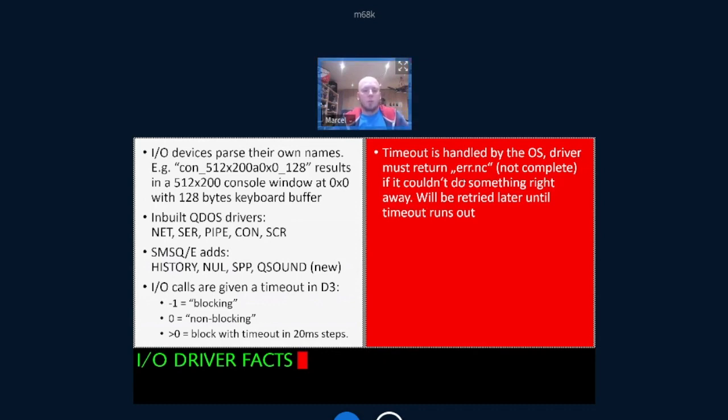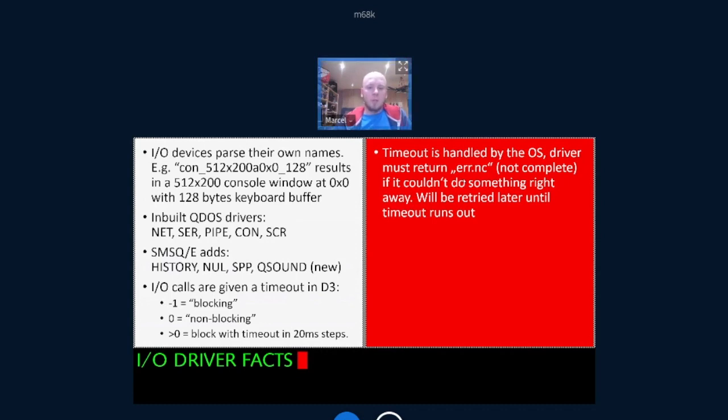SMSQ added a few more default drivers like history, which is actually not byte-based. In this case, it's string-based. You could put a string in there and pull it out again. At some point a few years ago, I implemented command line history in BASIC, so you could key up, key down, and get the old commands back. So, like standard in every other system these days. And I actually implemented it using this history device, so I didn't have to do the data handling.